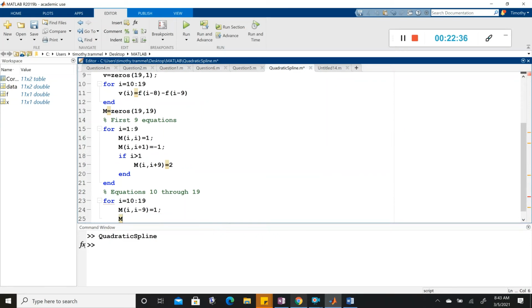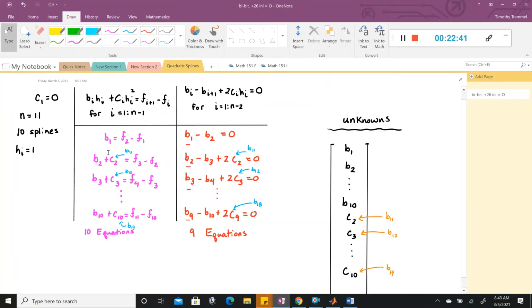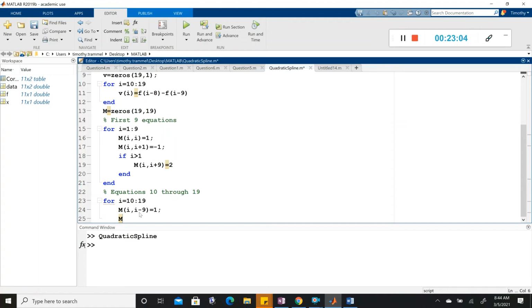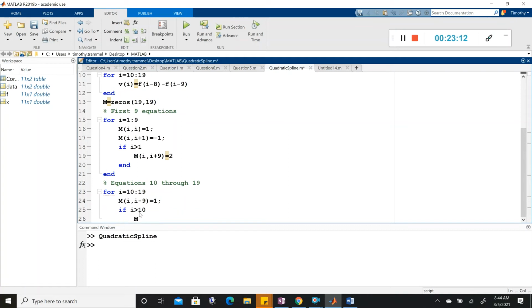Let's move on to the next part. I think we have, what do we have? We have C's here now. Okay. So B11, B12, all the way to B19. But notice we have the same thing going on in that for the first equation, we don't have a C to deal with. So we'll want to skip it. Okay. Let's make sure we do that. I'm going to replace this with an if. Okay. So if I is greater than 10, we'll do this next step.